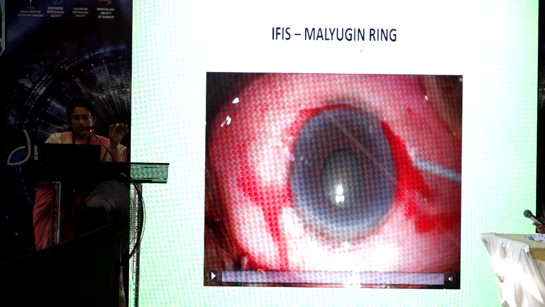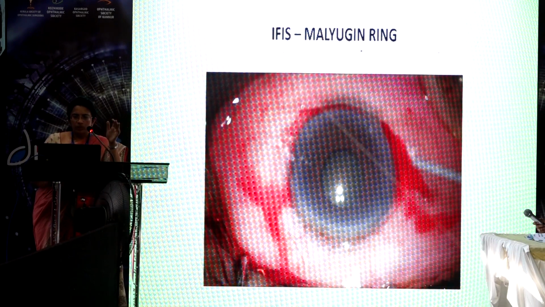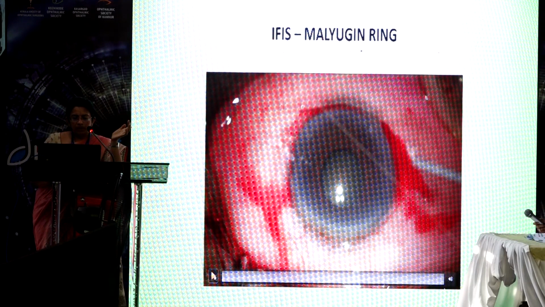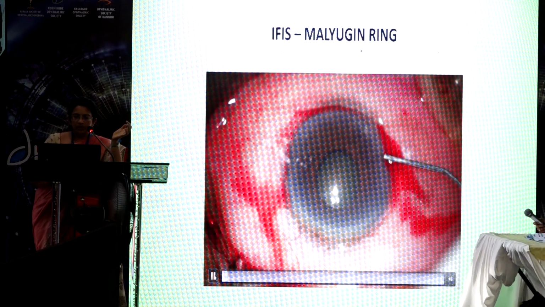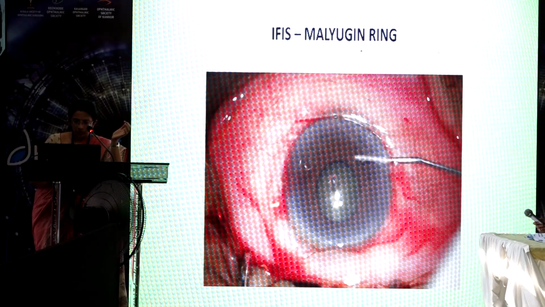Now coming here, this patient was on tamsulosin. So I was expecting IFIS because the pupil was not dilating well. So I have decided to use Malugan ring in this case. So intracameral adrenaline was injected, but there was not much dilatation of the pupil.